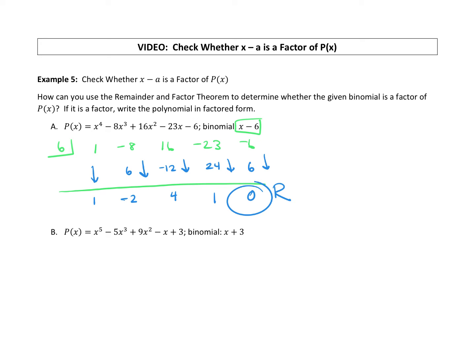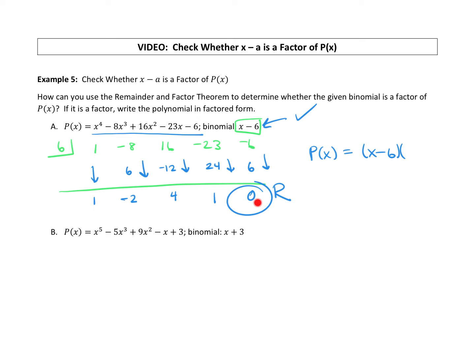Now, if you get a 0 remainder when you do your synthetic division, that means that this is a factor of this polynomial right here. So p of x can be written in factored form by saying x minus 6 is one factor, and the other factor is what we got down here, this answer, which I kind of forgot to fill in. So let's go back to that.